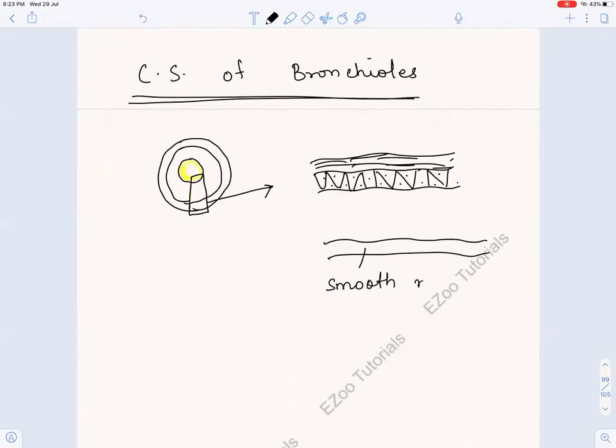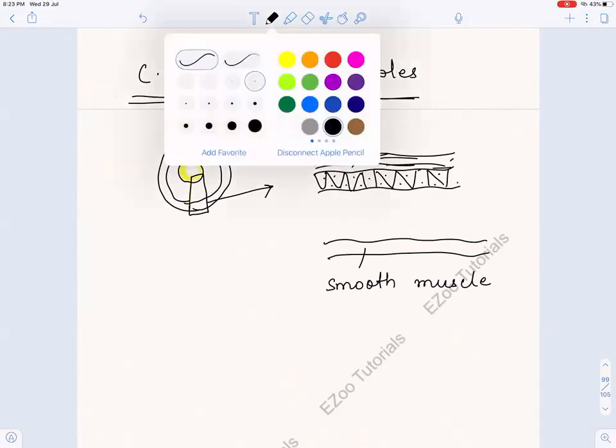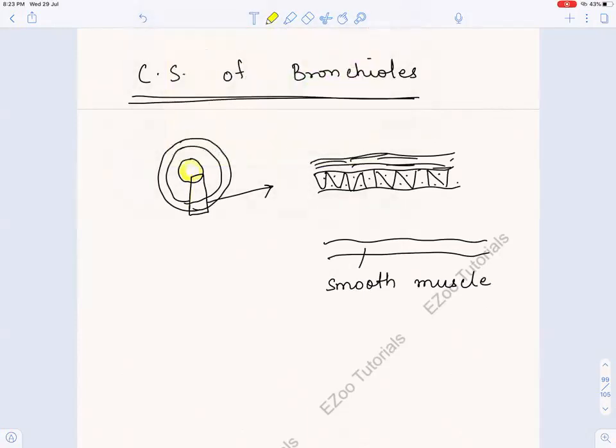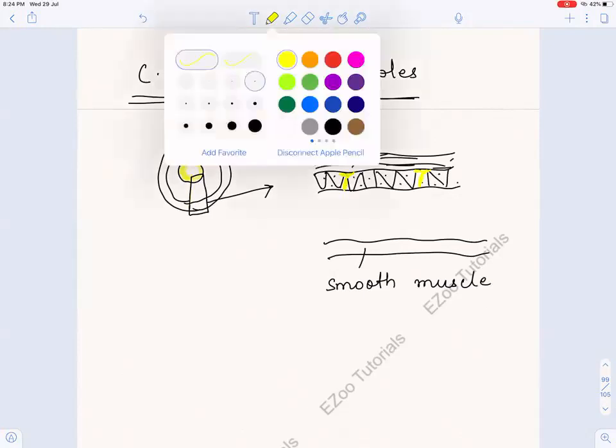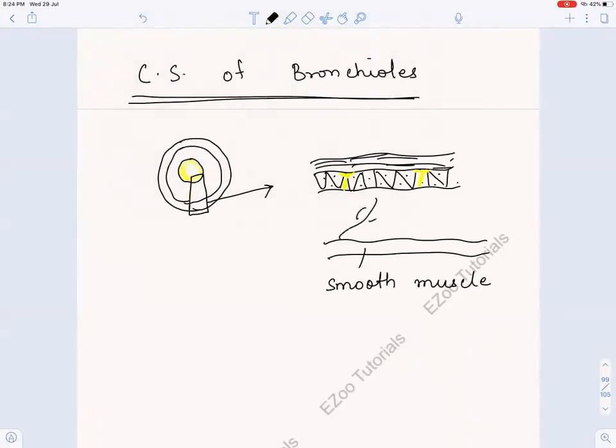So these are the smooth muscles that I have drawn, and in between these pseudostratified columnar cells, there are goblet cells also present. So with the yellow, I am drawing two goblet cells. And what else? This is the lamina propria, and these are the mast cells.